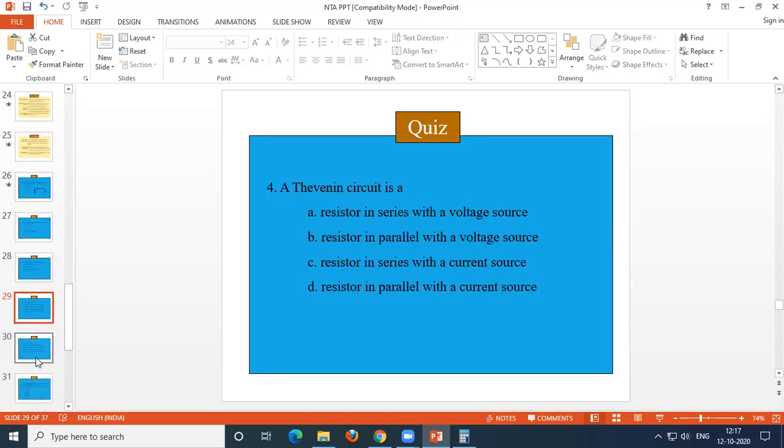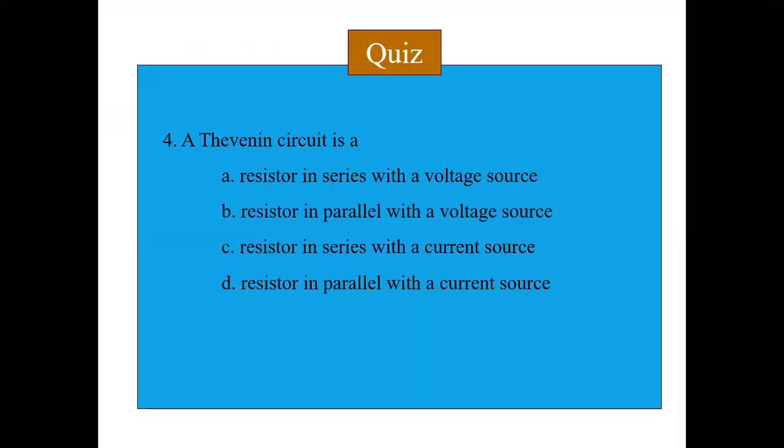Then, what we call a Thevenin circuit: a resistor in series with a voltage source, a resistor in parallel with a voltage source, a resistor in series with a current source, or a resistor in parallel with a current source. In Thevenin's theorem we have VTH and RTH, which are connected in series. So the first option is correct: a resistor in series with a voltage source.